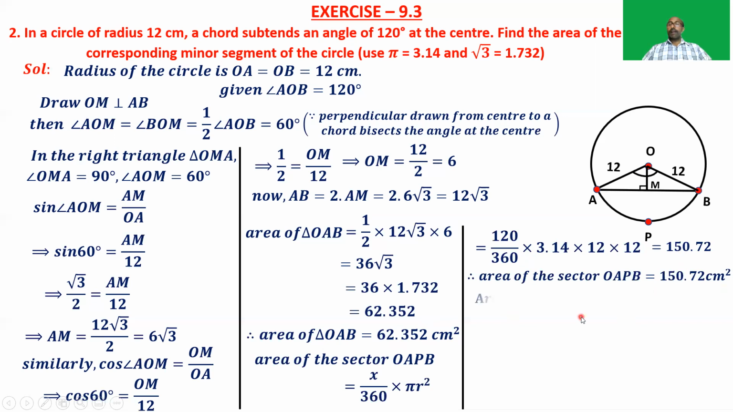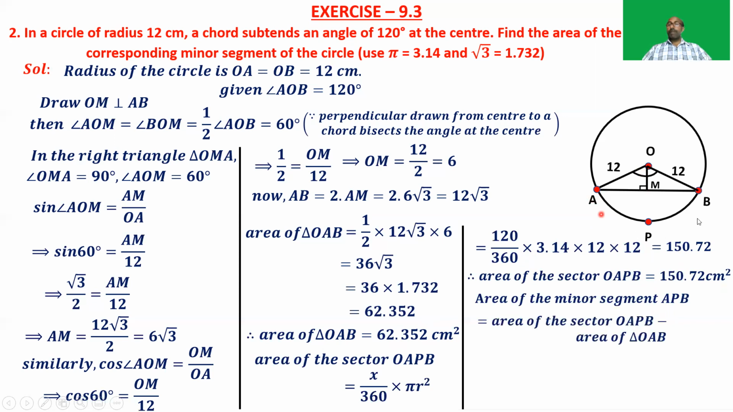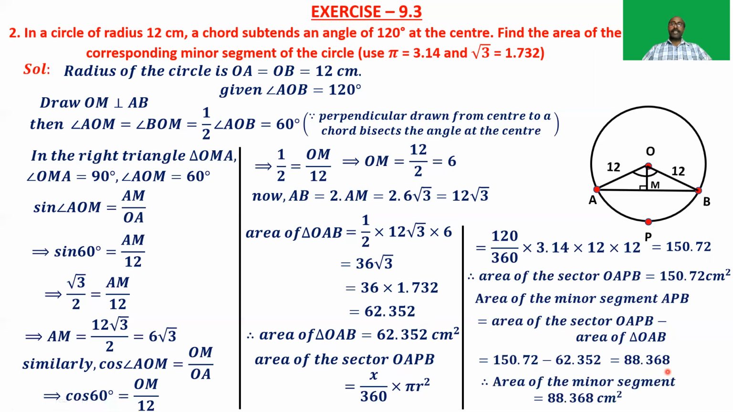So the area of the minor segment APB is equal to area of the sector OAPB minus area of triangle OAB. So we have area of the sector OAPB is 150.72 and area of triangle OAB is 62.352. So this difference is equal to 88.368. So area of the minor segment is 88.368 centimeters square.